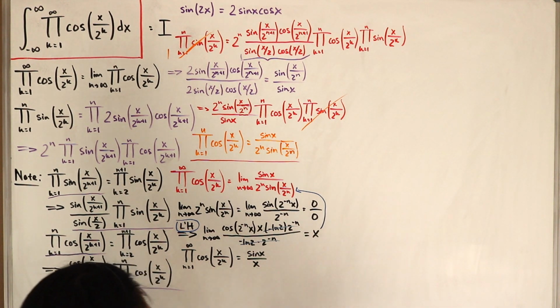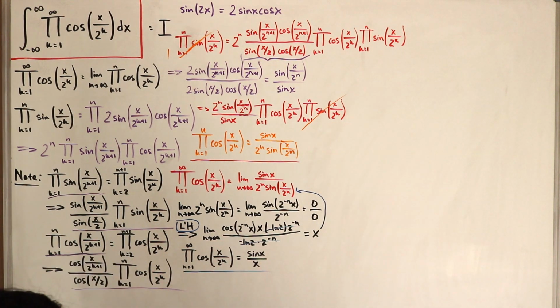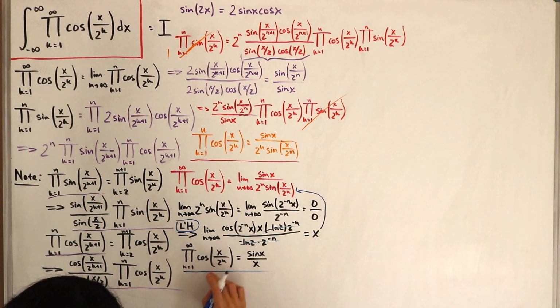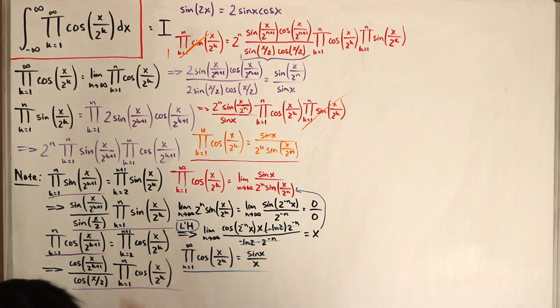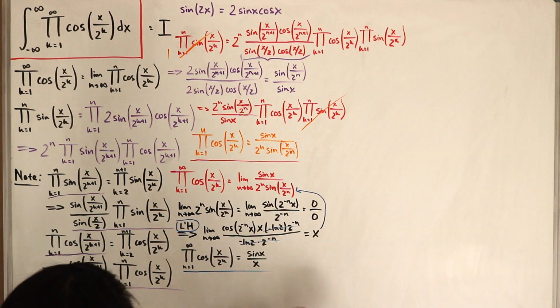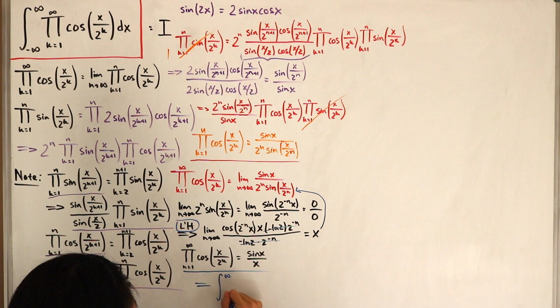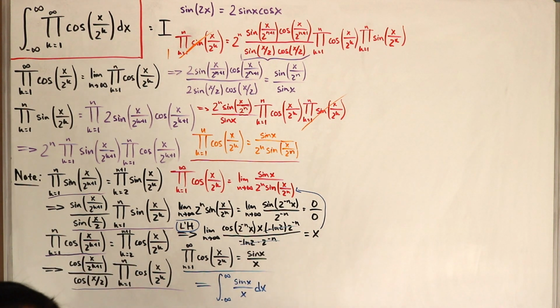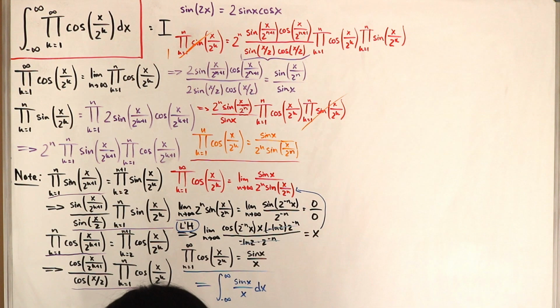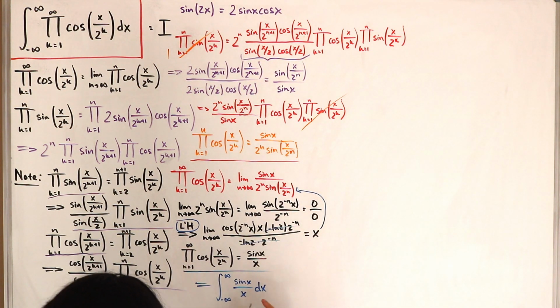So now we can actually keep going and evaluate even further. What do we do from here? Since we already solved that the infinite product series of cosine of x divided by 2 to the power k is equal to sine of x divided by x, we still have to take the integral of that. So we have to take the integral of both sides. So now we would have the improper integral of sine of x divided by x dx.